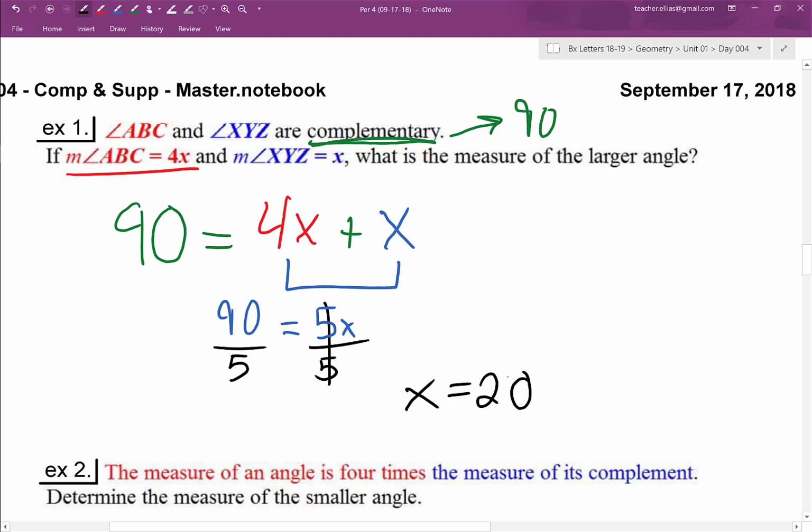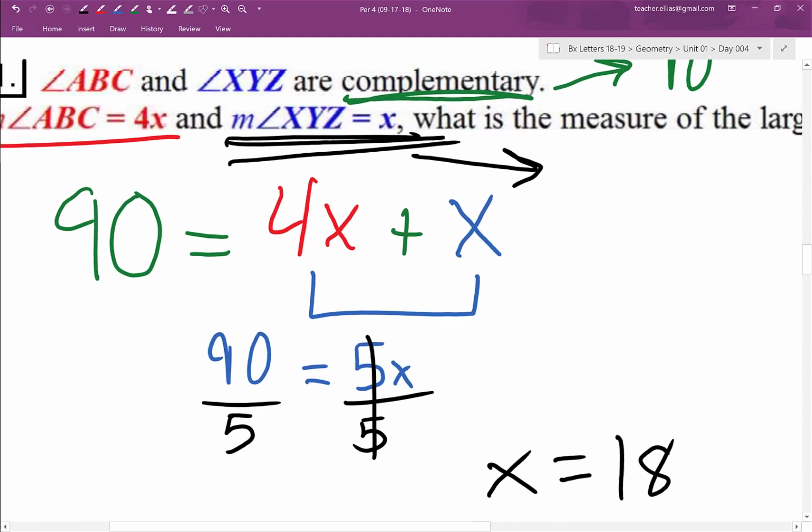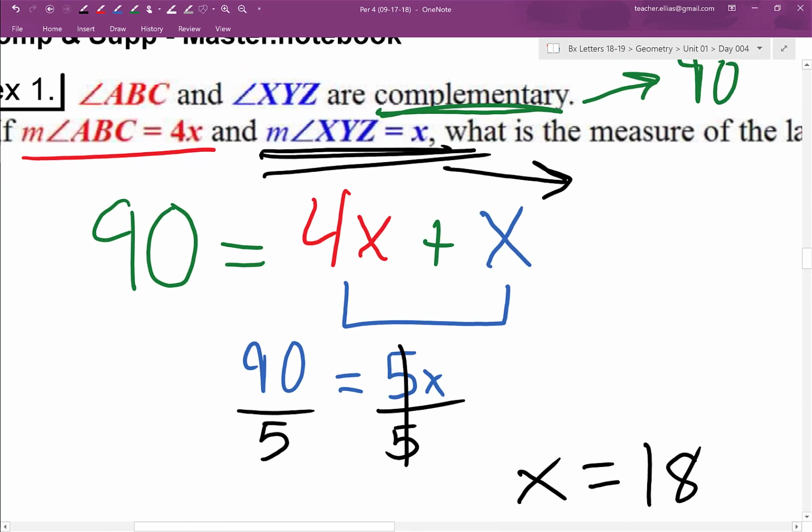Oh, wait, no, I'm wrong. 18. 18, thank you. So what's the measure of the smaller angle? Wait, isn't it 8? What did we find out x was? So then what's the measure of the smaller angle? Yeah, it's literally 18. What's the measure of the bigger angle? Well, it's 4 times 18.